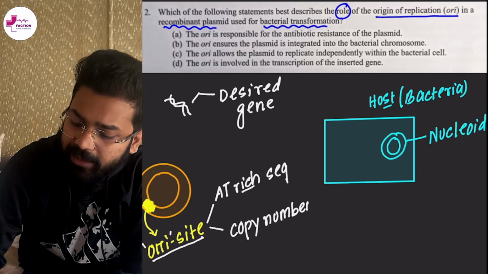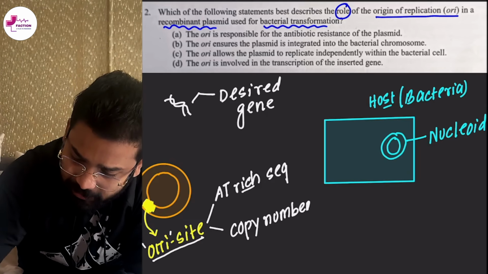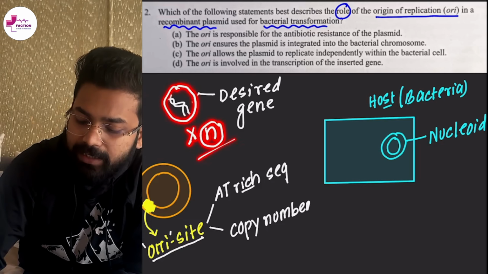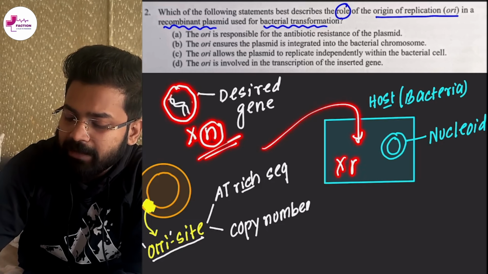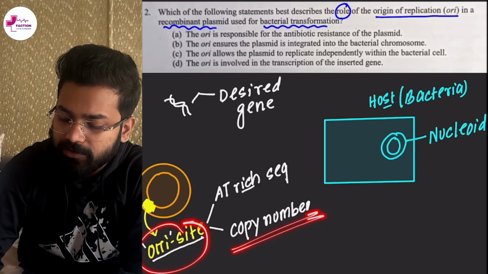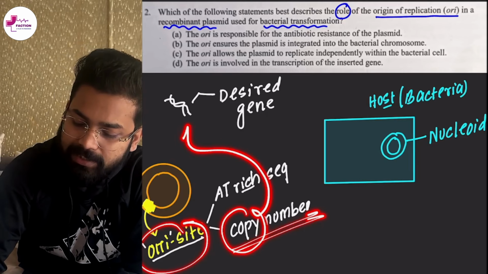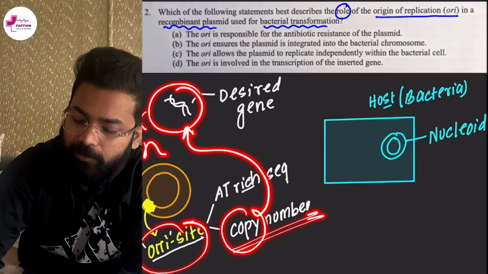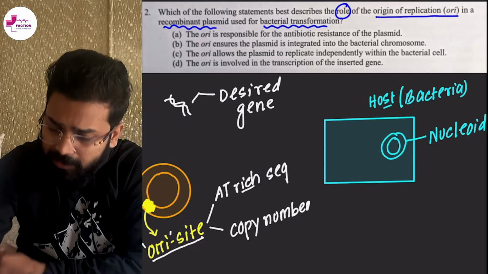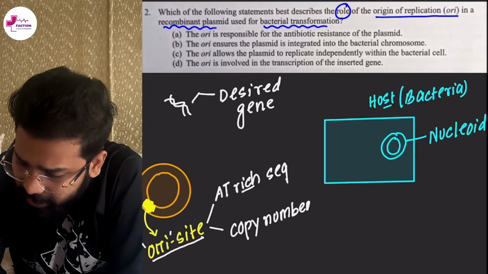That is, we have a desired gene. Say this is our desired gene. How many copies will it make inside this cell? Say n copies are made. This depends on the ORI site. This is called the copy number. Copy number means how many copies this desired gene will make inside. So what would be the answer to this question?